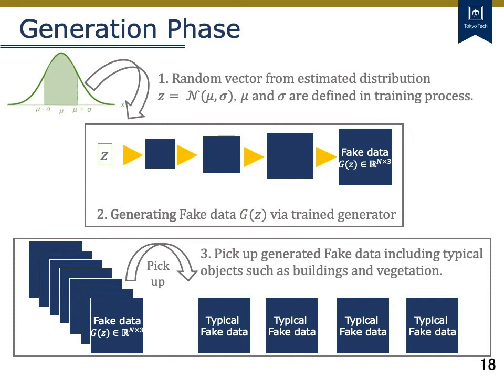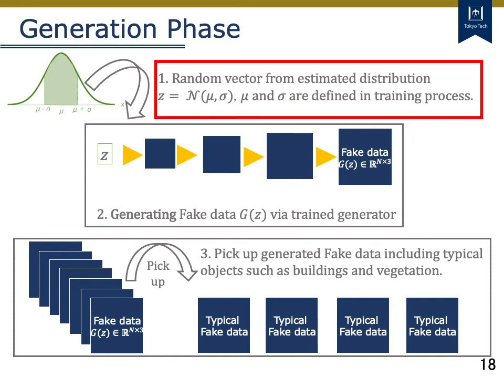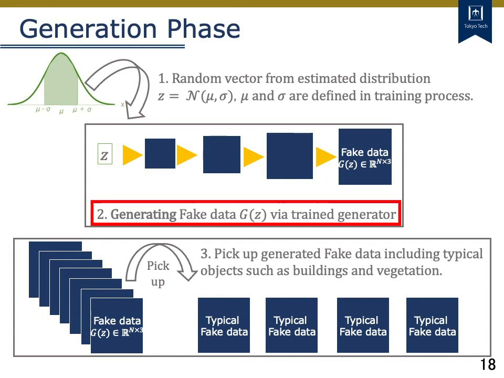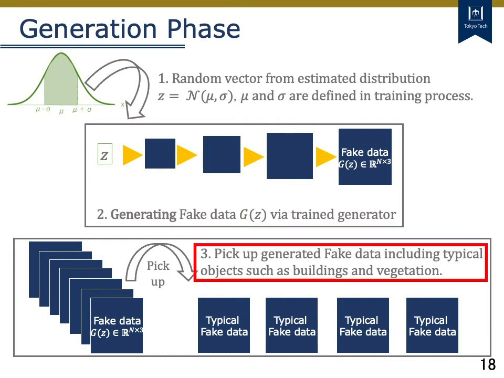Next, I will talk about the generation phase. First, we prepare input vectors from estimated distribution from the training phase. Next, we generate fake data from input vectors using the trained generator. Finally, we pick up generated fake data including typical objects such as buildings and vegetation.